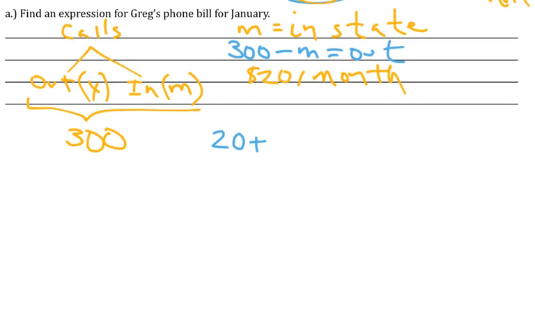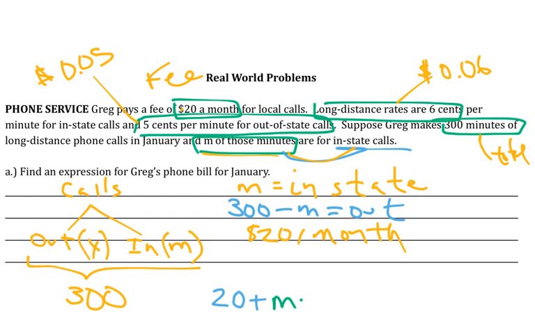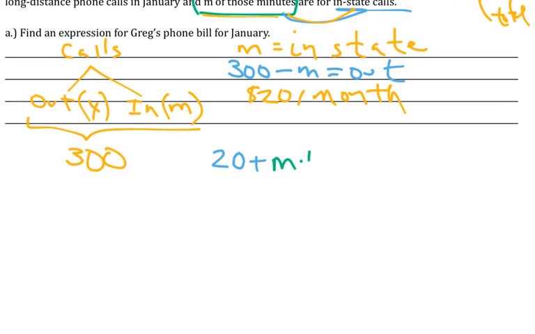The next easiest thing for me to think about is the fact that he makes m in-state calls. But we need to remember that the cost of an in-state call is 6 cents per minute. So I'm going to do m times 0.06. The next thing he does is he makes 300 minus m calls at a rate of 0.05.